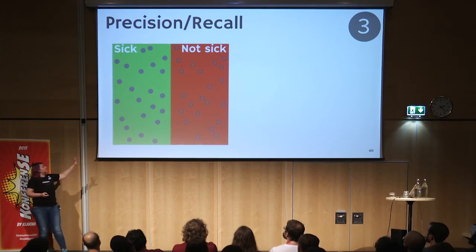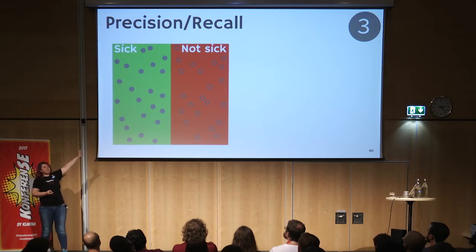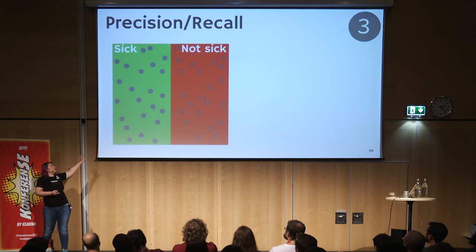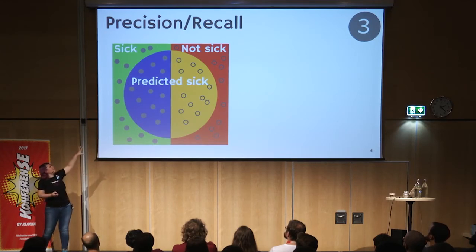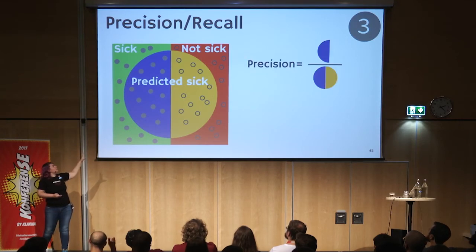For the sake of the explanation, I said we have this square of data, and this half is people that are sick, and the other half is people that are not sick. And this is the prediction. It's a pretty bad prediction because it just takes half of the non-sick people. It's weird. But let's say these are predicted sick and all the people outside are not sick. And this will help me explain precision and recall.